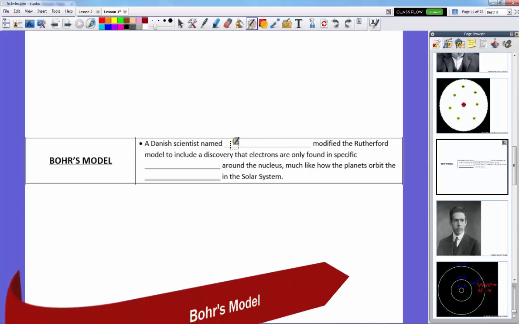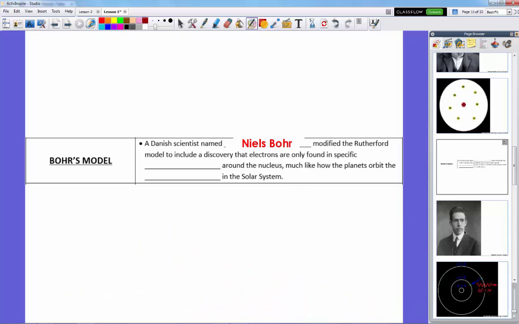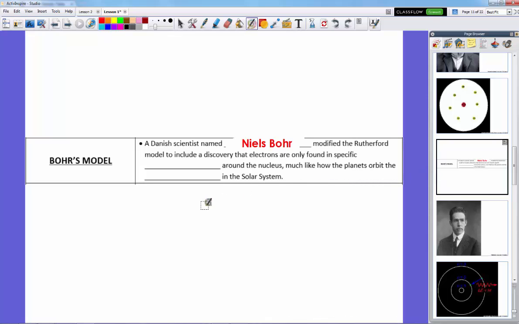And a Danish scientist named Niels Bohr decided to take things a step further. He was a student of Ernest Rutherford. And here's a picture of Niels Bohr. Bohr was from Denmark in Europe. He modified the Rutherford model to include a discovery that electrons are only found in specific orbits, much like the planets orbit the sun in the solar system.